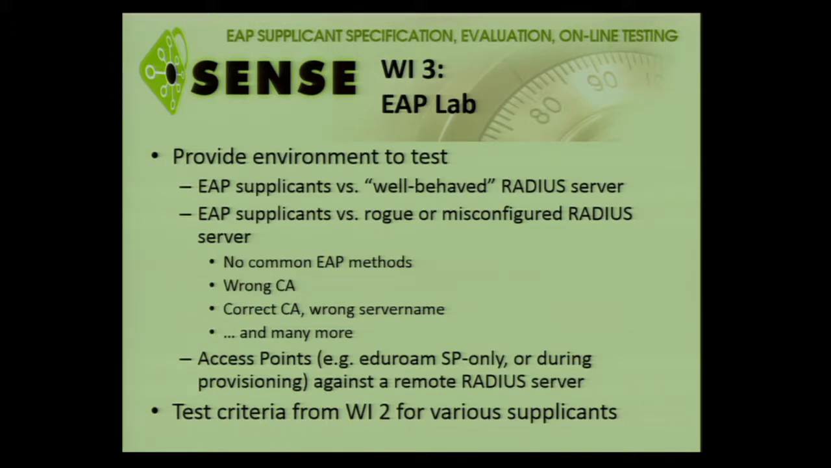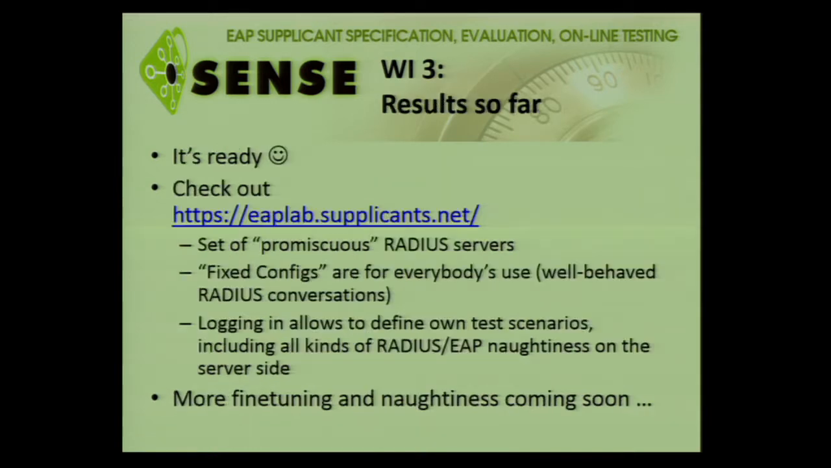Of course, we also use the EAP lab to test those criteria which we've set out in the previous work items. So when the checklist is finished, we use the EAP lab to trigger all these failure conditions and see how the supplicants behave and whether or not we can set the checkboxes. State of this, well, it's ready. So you can go there and start playing. There is the URL, eaplab.supplicants.net. We have a set of really very promiscuous radius servers there. They tell you the one shared secret which is good for the world immediately.